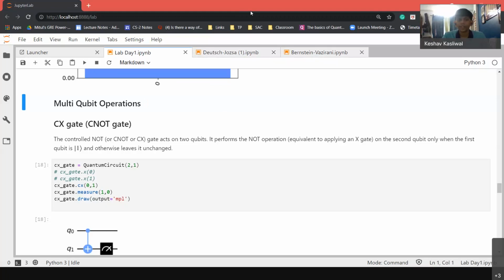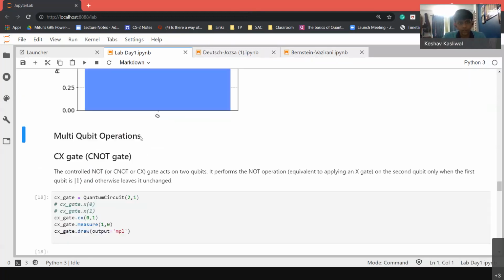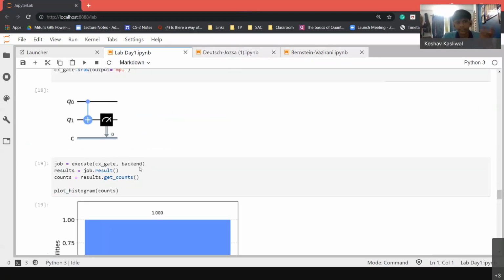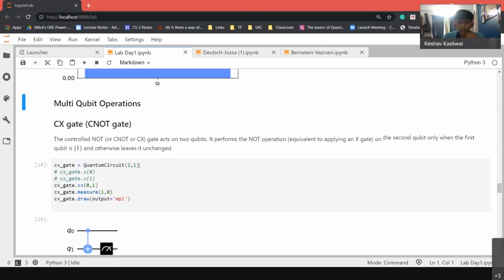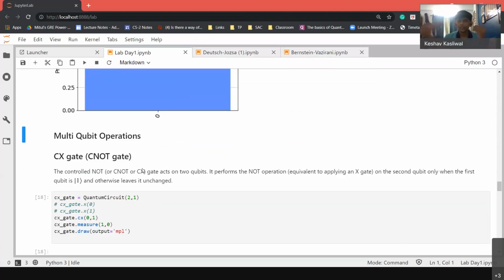I'll go on with the multi-qubit operations now. There could be a lot of changes over here. The difference in declaring the functions from a single qubit operation to a multi-qubit operation does differ. So let's say, what is the CX gate now? The CX gate is simply a controlled NOT gate. The C stands for control.